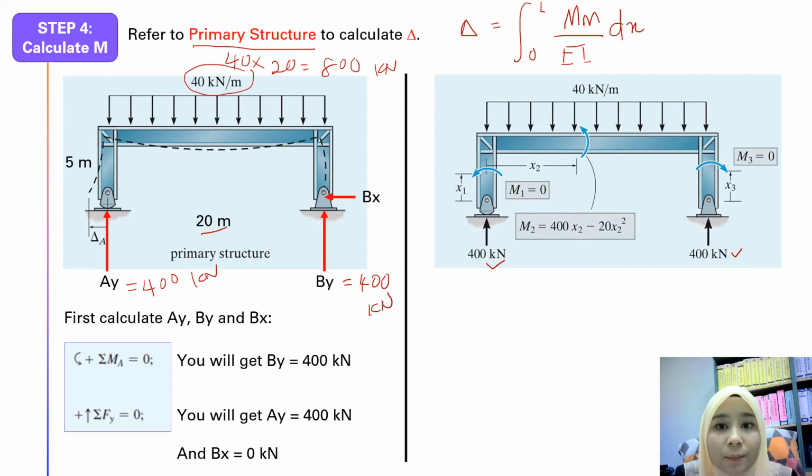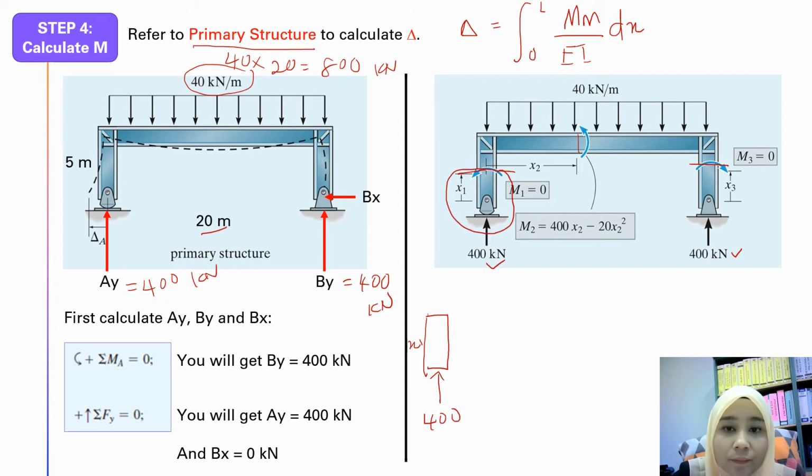You want to calculate capital M, meaning you need to cut the section at x1, x2 and x3. Okay, I will show you the calculation M1 first. This is your x1. This is your 400 kilonewton. You cut this section, yeah, and then you have your M1 here.